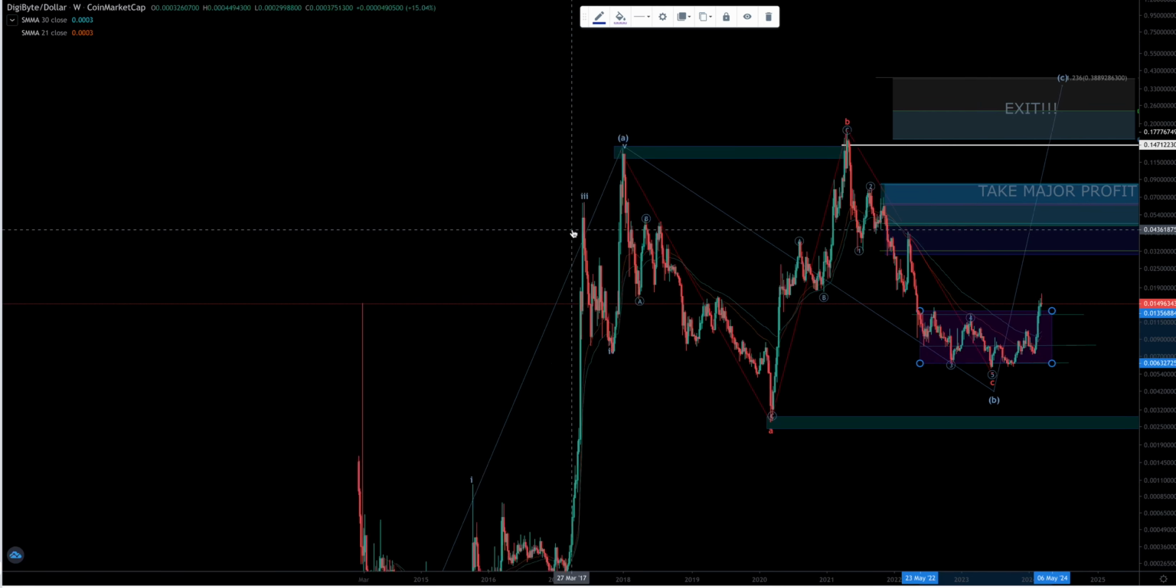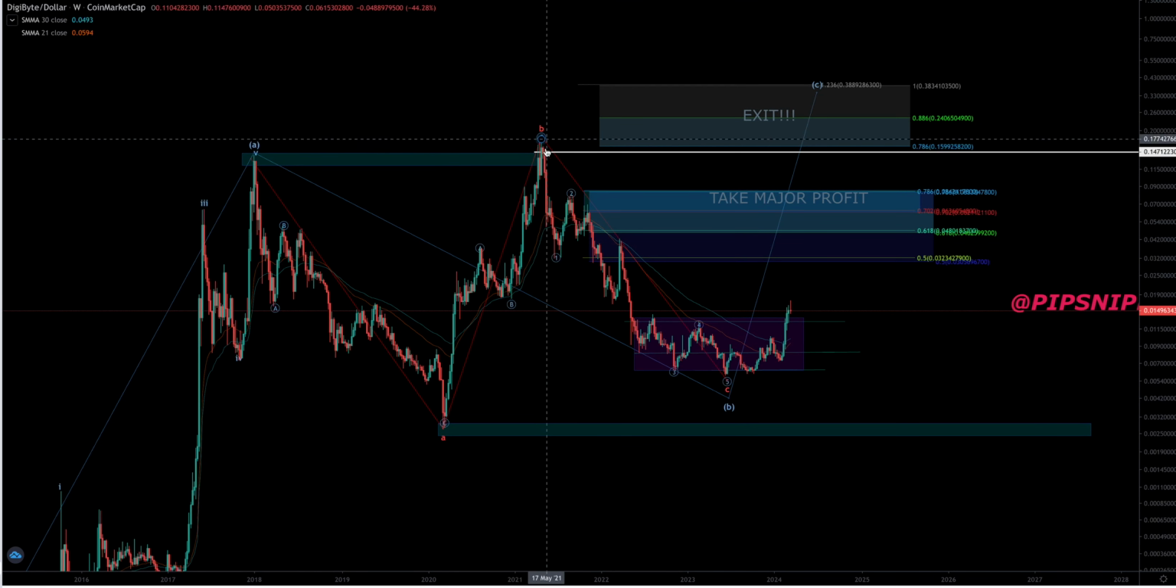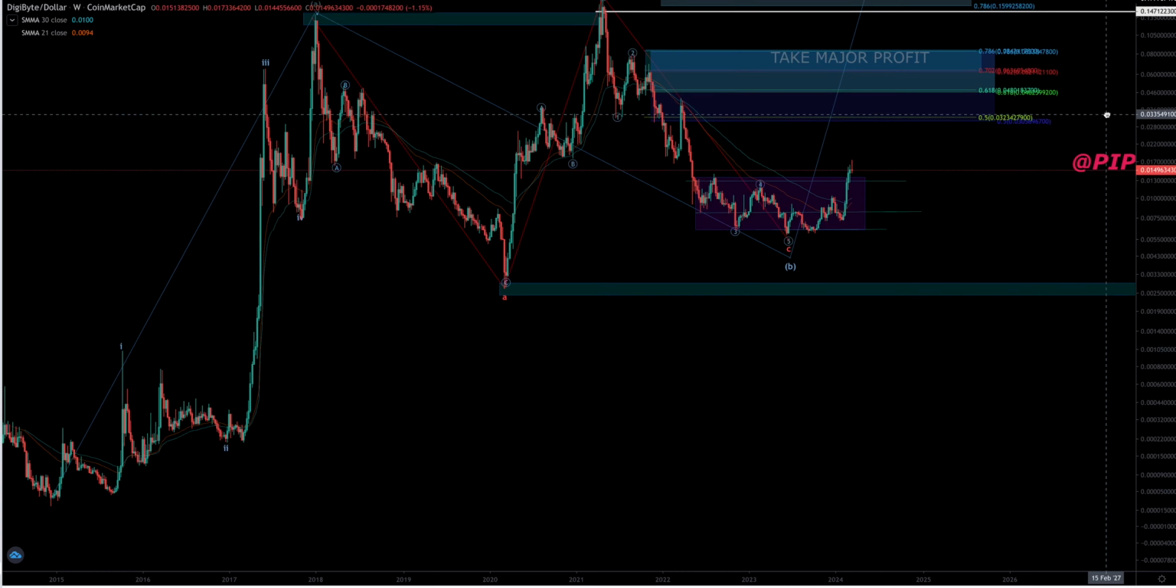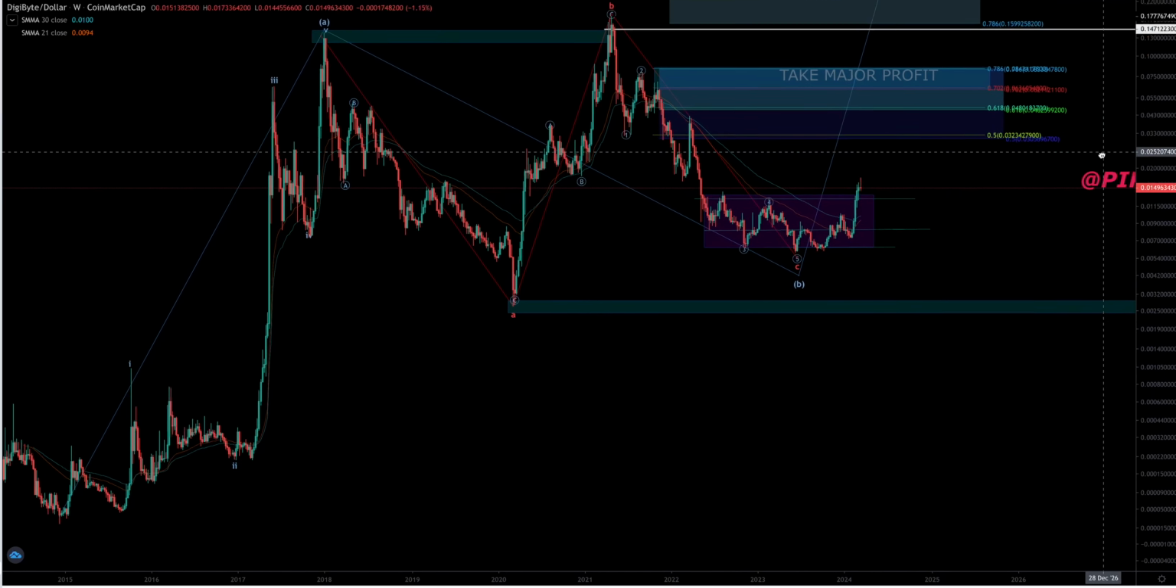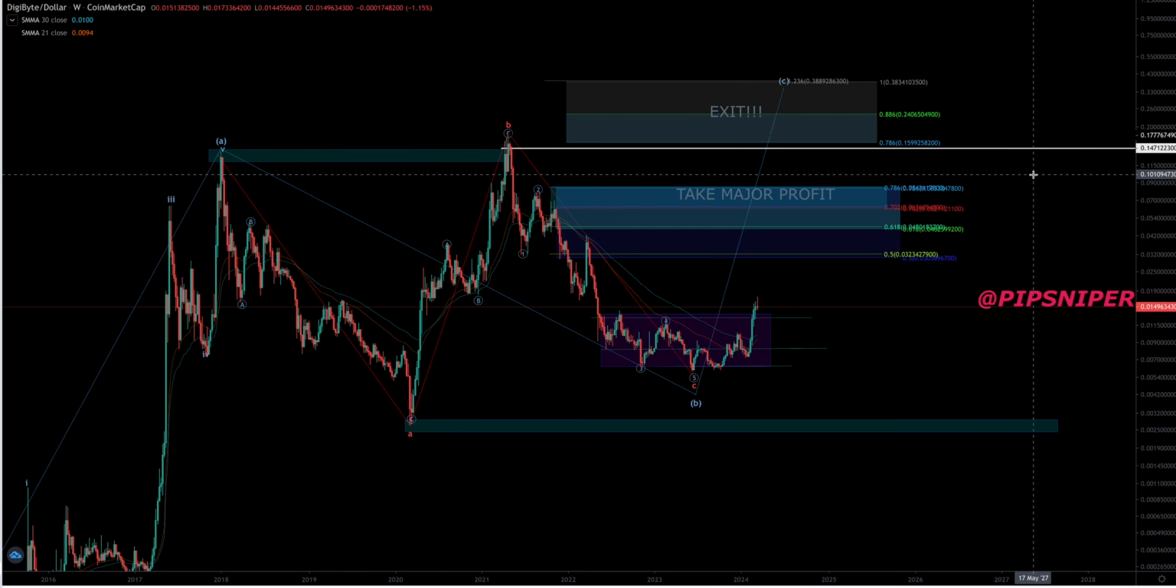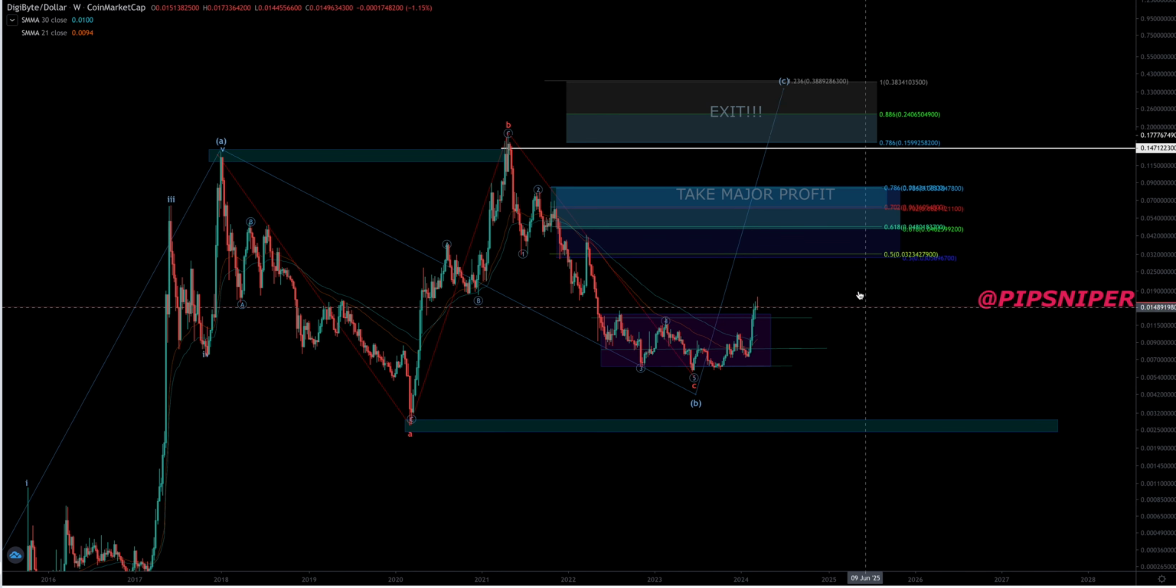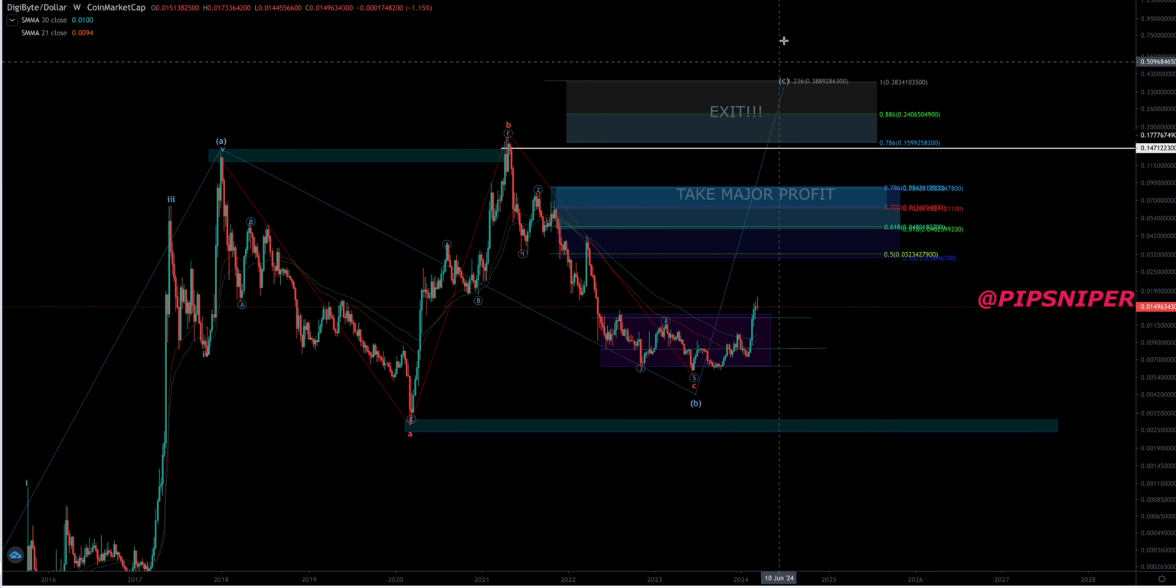save some DGB for the anticipation of breaking above this B wave high, which is very likely. It's very likely it will happen in 2024 because I think we are bound for a blow off top before a major recession. Okay, so these are the interim targets over here. This is your major taking profit zone, and then anything above this B wave high is your exit. So you exit all the way up here, ladder out.